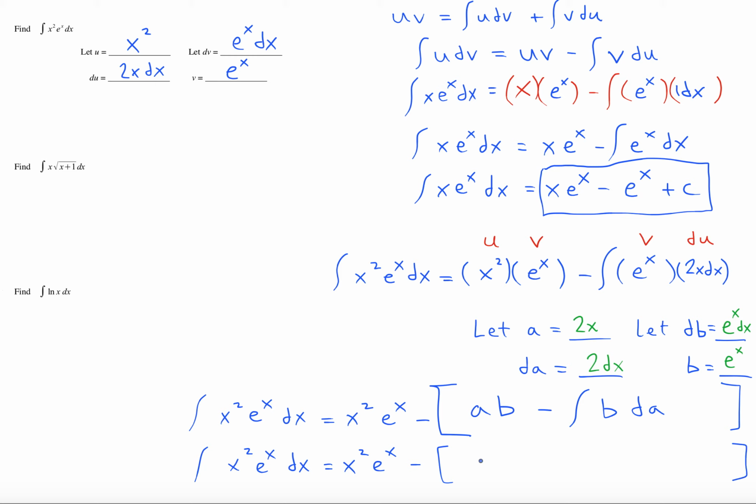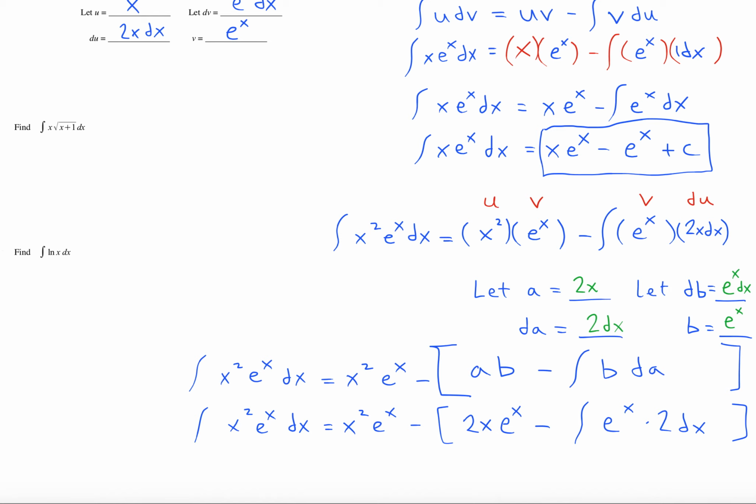Replace a with 2x. b is e to the x, and dA is 2 dx. It looks like we've almost got it. There's just one more step, and that is to compute this antiderivative here.